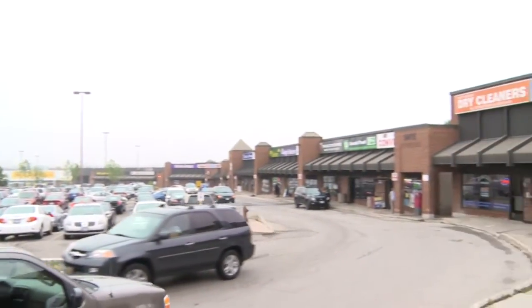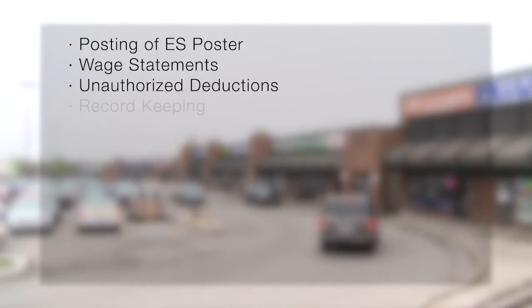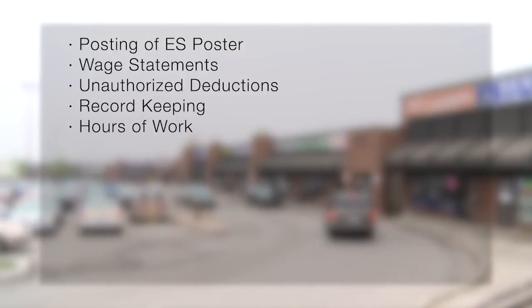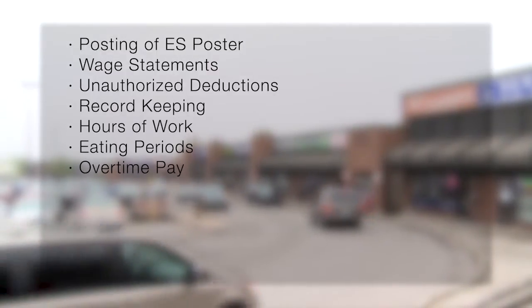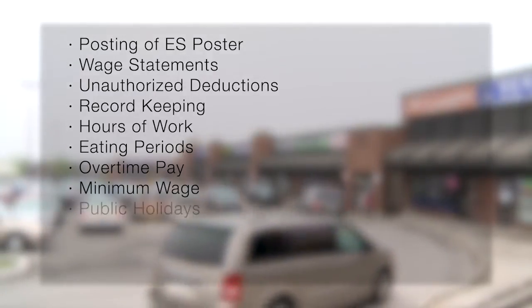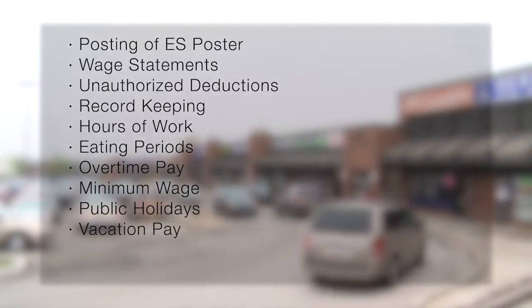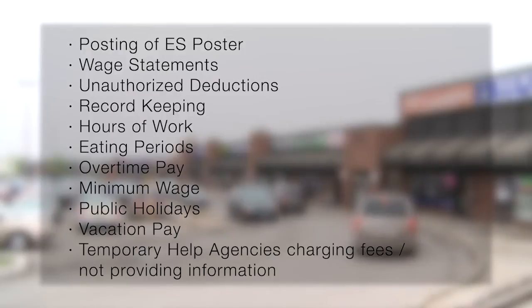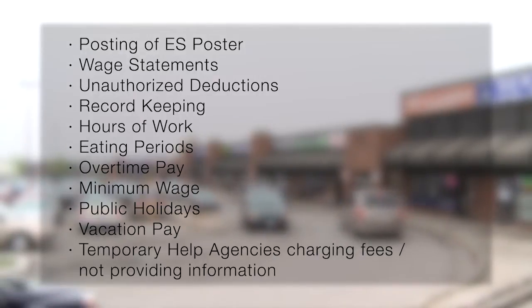The second role is to conduct workplace inspections to ensure the employer is complying with 11 core standards under the Employment Standards Act. This includes posting the employment standards poster in the workplace, wage statements, unauthorized deductions, record keeping, hours of work, eating periods, overtime pay, minimum wage, public holidays, vacation pay, and temporary help agencies charging fees to employees.